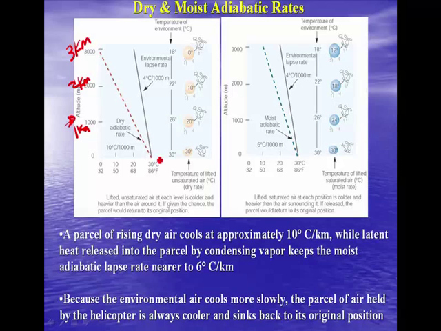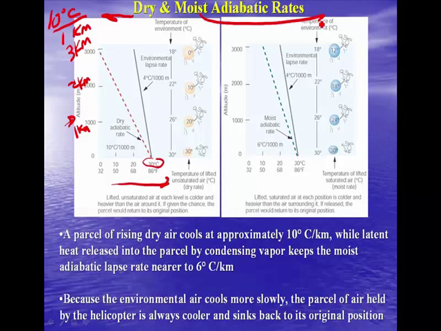So what we're going to look at is vertical height in the atmosphere, and then temperature. Temperature going from 0 Celsius to 30 Celsius. And again, we look at dry and moist adiabatic rates. The dry adiabatic rate, the change of temperature of an air parcel if it's dry, is 10 degrees Celsius per 1 kilometer. The air parcel's moist adiabatic rate, in other words, if the parcel is saturated, it changes at a rate of 6 degrees Celsius per 1 kilometer.